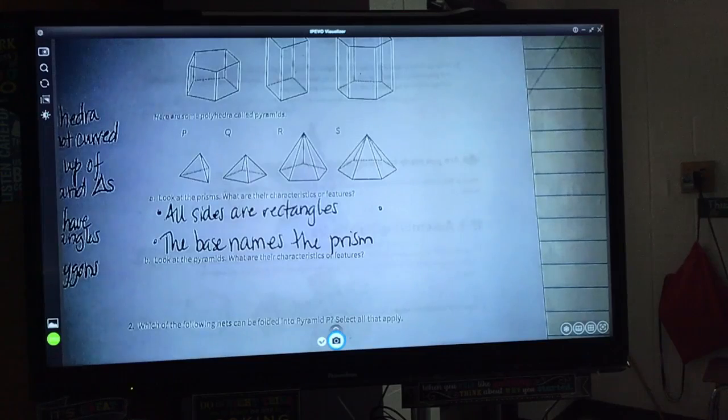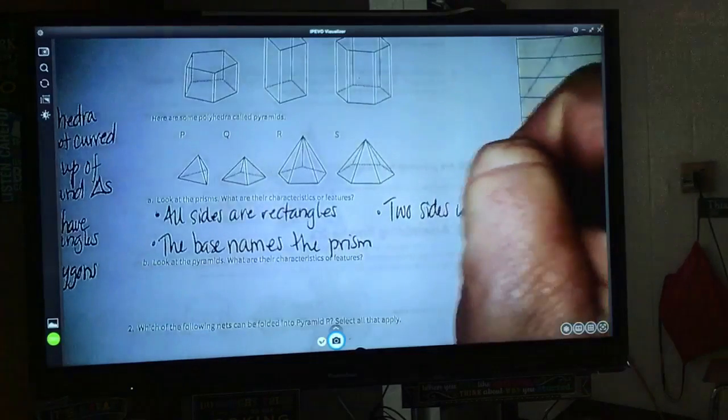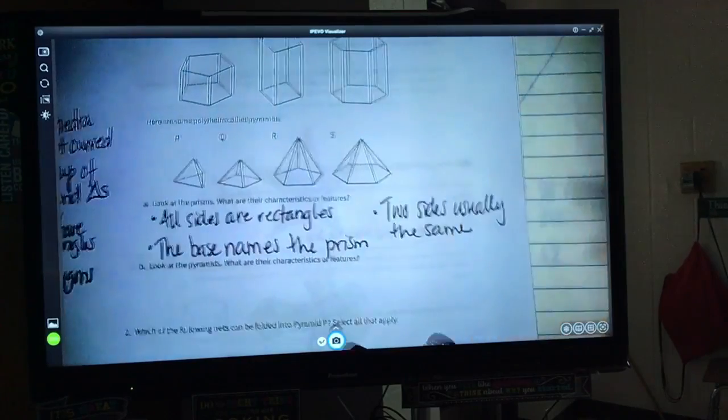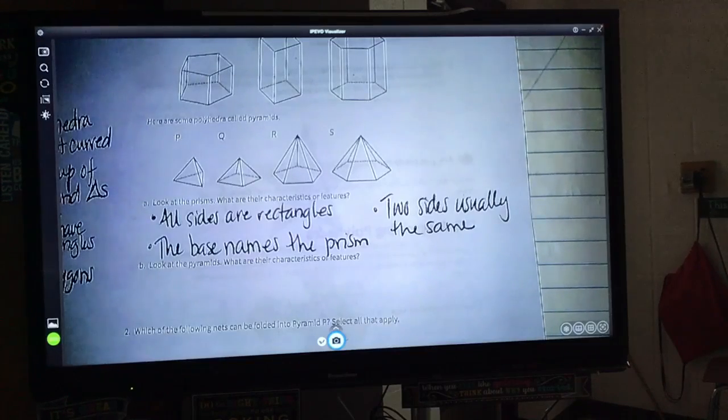What else do you notice about your shapes from A to F? What else do we know about A through F? Bradley? There usually are at least two sides that are the same. Okay, two sides, usually the same. Anything else? They all have angles. Well, pyramids also do that too, so we're not going to say that.